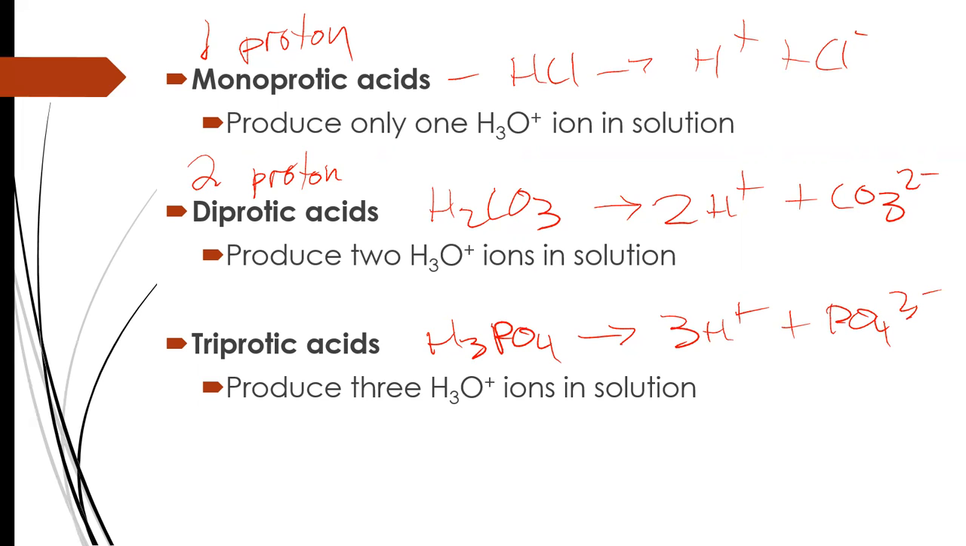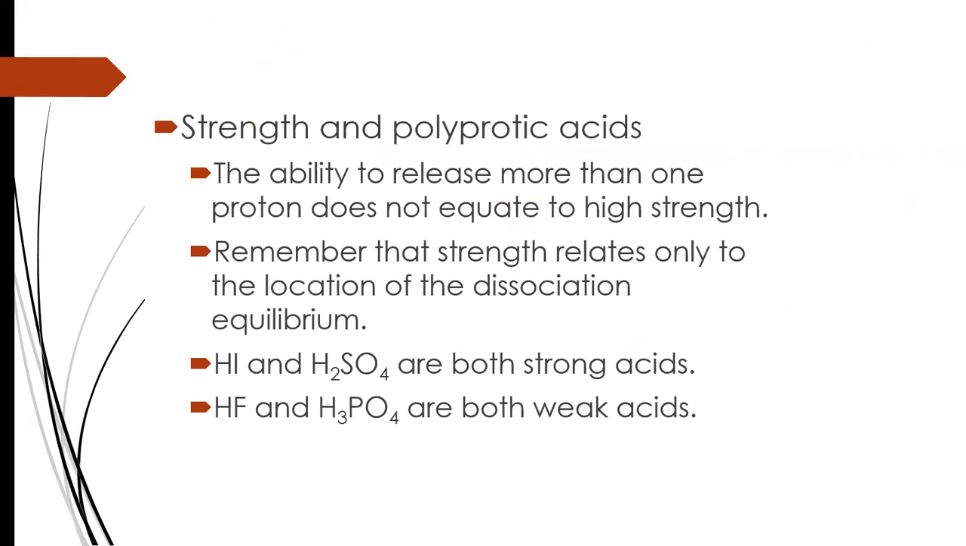Now, just because you can release more protons doesn't mean that you are a stronger acid. Strength has to be about your dissociation percent. But it does mean that for your 1 mole of your molecule, you could produce more hydronium ions than a monoprotic one. So the ability to release more than one proton doesn't equal high strength. High strength is all about whether you dissociate or not.